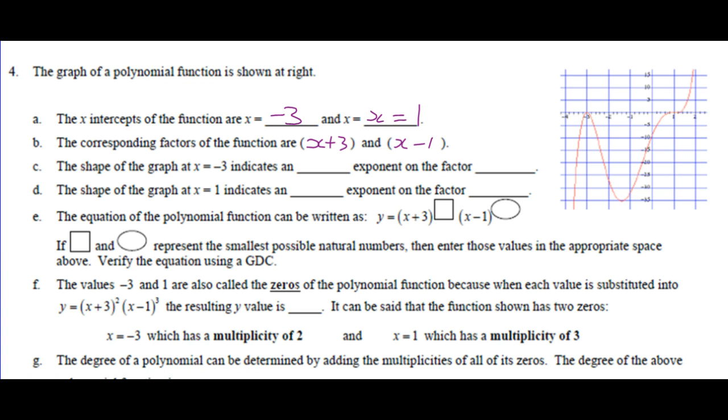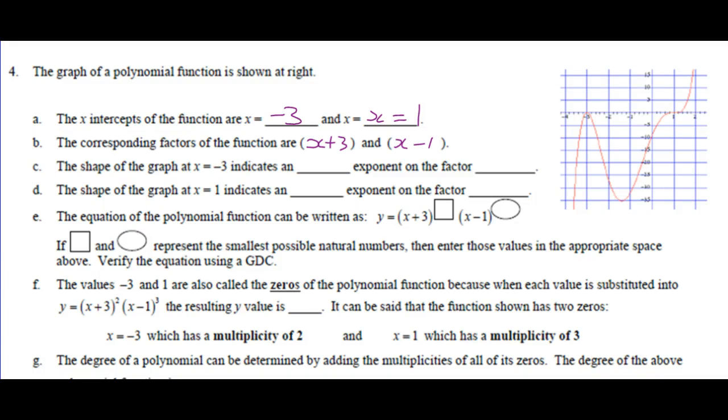Because what do you know? When it intercepts, what's the y value? 0. So if x is -3, then we know that x plus 3 will be equal to 0. This is the root or the intercept. This is the corresponding factor. And same, if x is equal to 1, then x minus 1 gives me that value of 0.